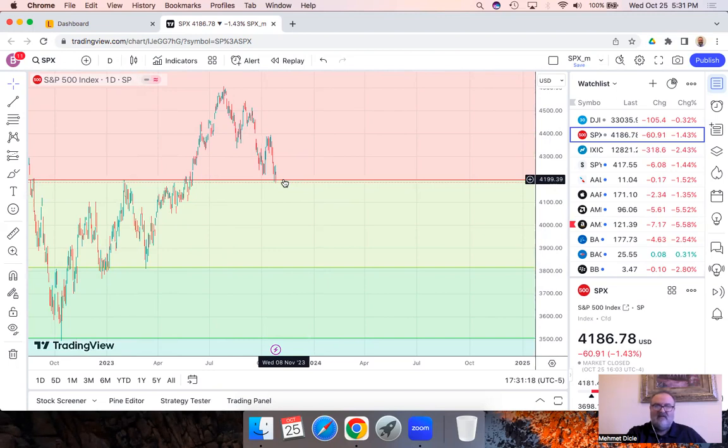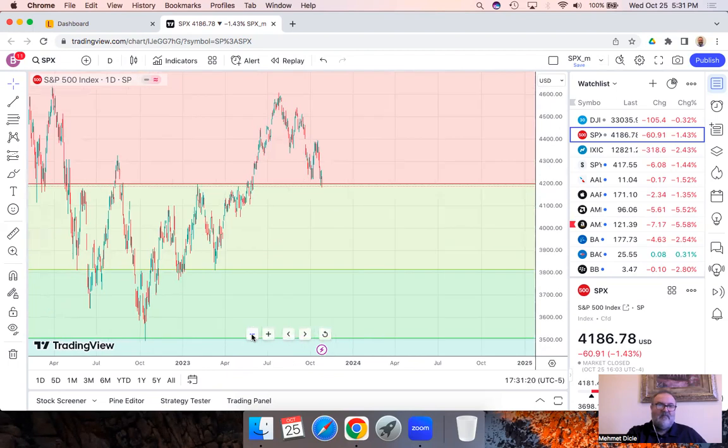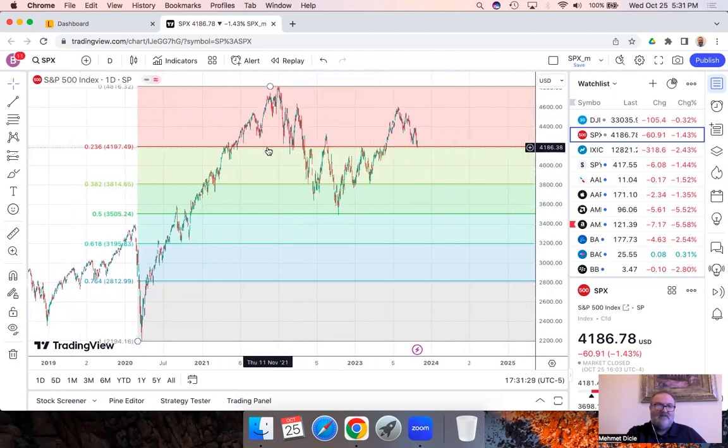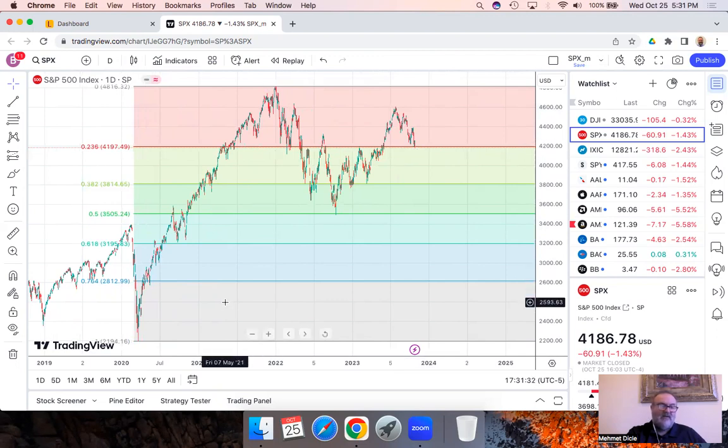4180, 4190 seems to be a very common, I don't want to say strong because we have actually broken it before, but a familiar support line, and we are yet again visiting it. So that's why I think that the long-term Fibonacci from the COVID all the way up to the Fed interest rate or monetary policy change is still intact. It's still in play, and therefore I think that we still have very familiar support and resistance lines as far as the S&P goes.